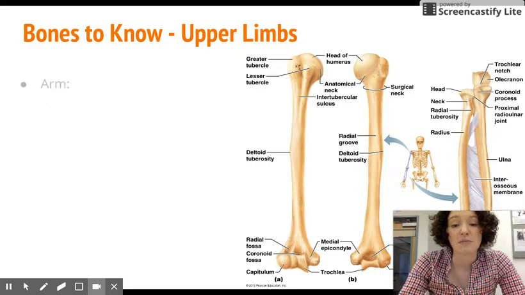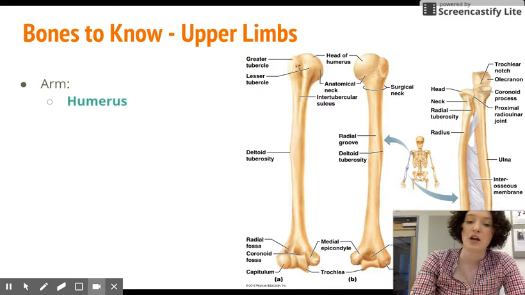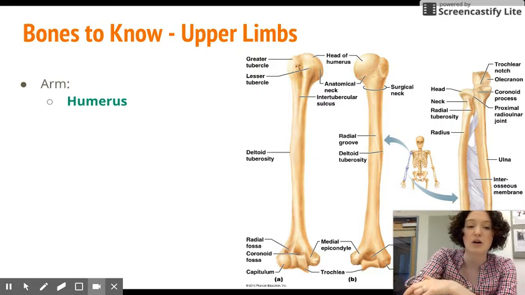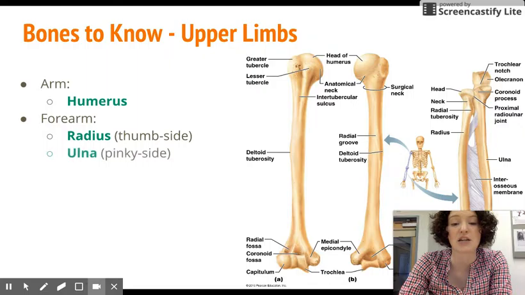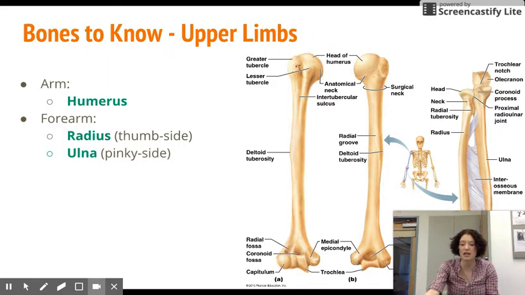In the upper limbs, in your arm, you have the humerus bone. It's a typical long bone at the top there. And in the forearm, you have the radius and ulna. So the radius is on the thumb side.